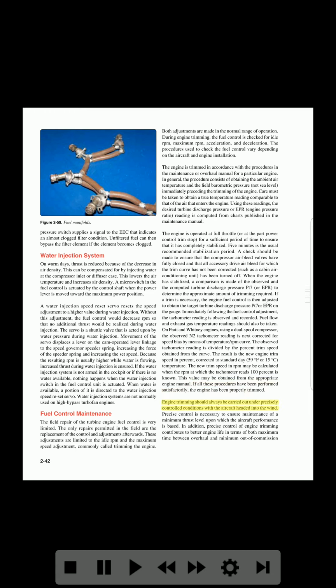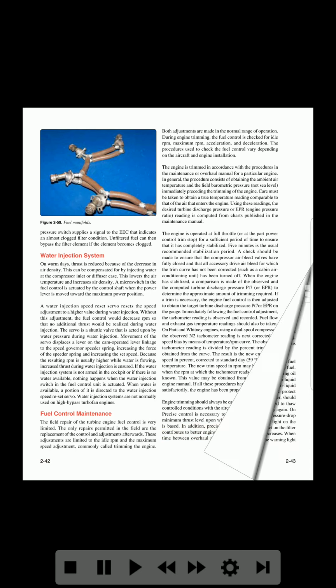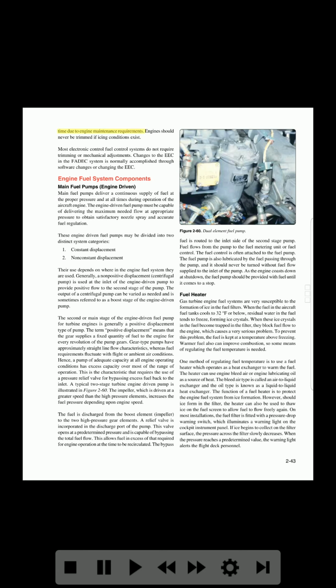Engine trimming should always be carried out under precisely controlled conditions with the aircraft headed into the wind. Precise control is necessary to ensure maintenance of a minimum thrust level upon which the aircraft performance is based. In addition, precise control of engine trimming contributes to better engine life in terms of both maximum time between overhaul and minimum out of commission time due to engine maintenance requirements.